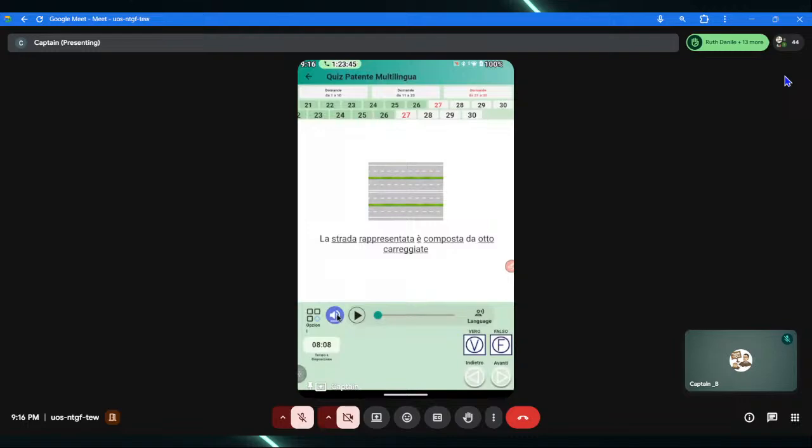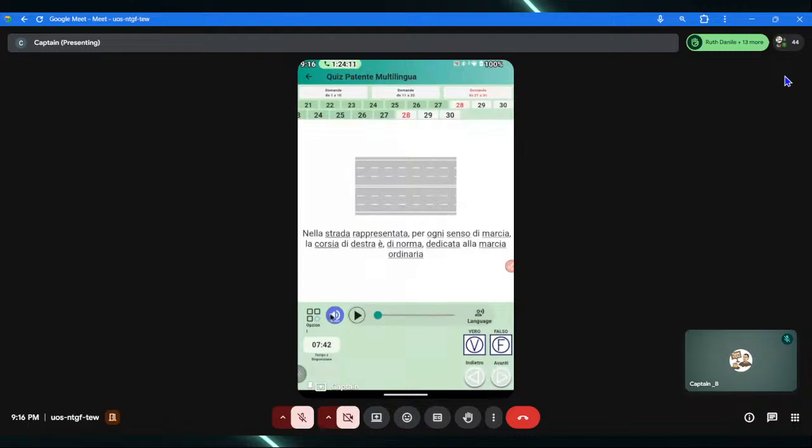Sonia Tarobo. La strada rappresentata è composta da 8 carreggiate. Vero. Otto carreggiata. Carreggiata. Vero o falso? Falso. Nella strada rappresentata, per ogni senso di marcia, la corsia di destra è, di norma, dedicata alla marcia ordinaria. This is vero.